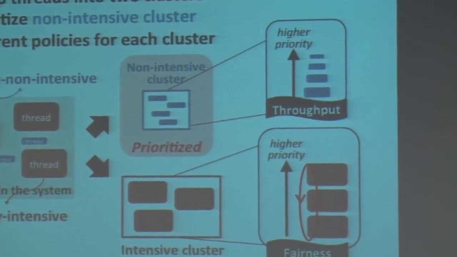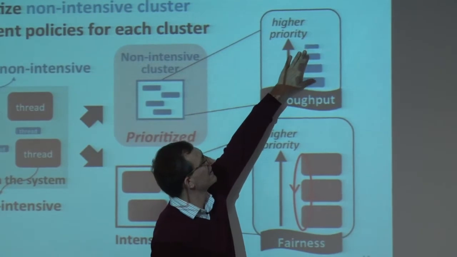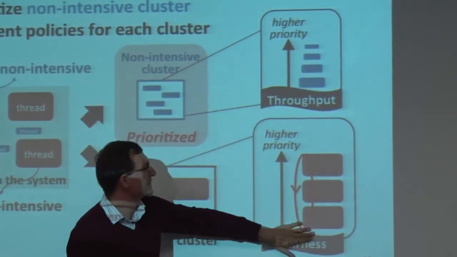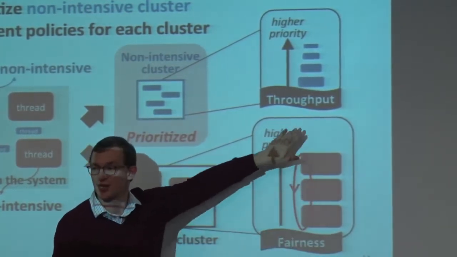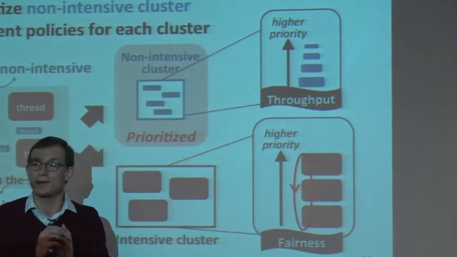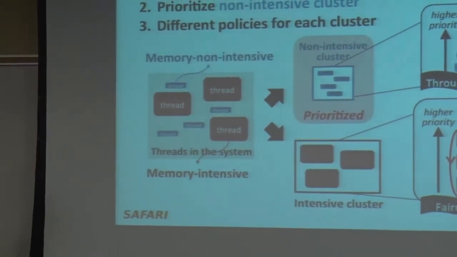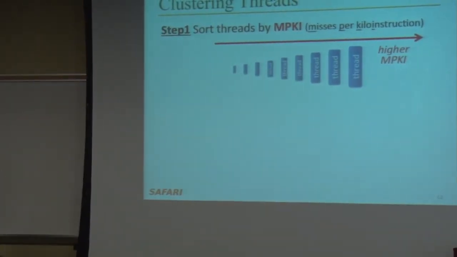Within this cluster, the memory scheduler prioritizes the less intensive threads over others. So there's a ranking that looks like this. And within the intensive cluster, thread priorities are shuffled. The ranking is shuffled such that each thread gets its chance to be the top thread that is prioritized. Make sense? So that's basically the heterogeneous policy. So how do you actually do this? Let's go into a little bit more detail.